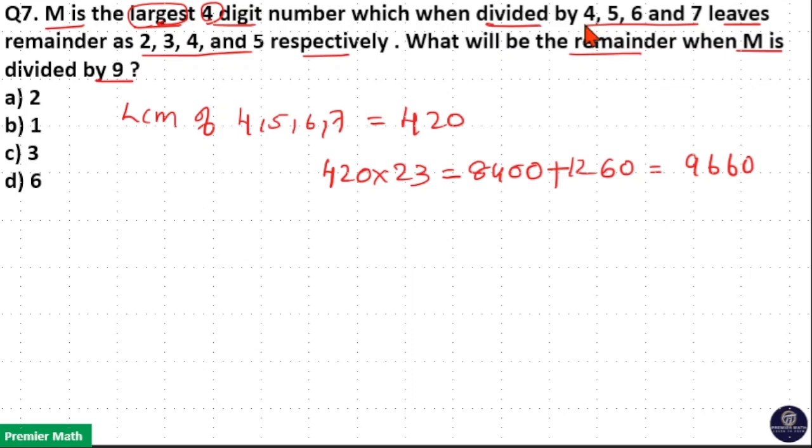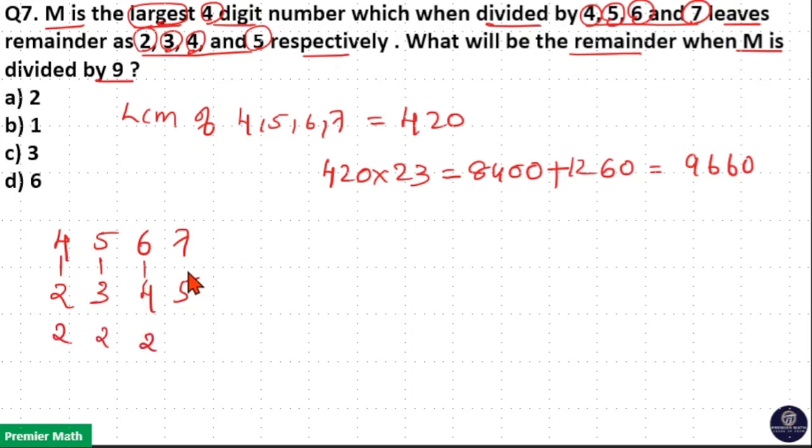Now, here, when divided by 4, it will leave remainder 2. When divided by 5, remainder is 3. When divided by 6, remainder is 4. And when divided by 7, remainder is 5. Now, you can see there is a common difference between these numbers. Take the divisors 4, 5, 6 and 7 and the respective remainders 2, 3, 4 and 5. Now take the difference. The difference between 4 and 2 is 2, between 5 and 3 is 2, between 6 and 4 is 2, between 7 and 5 is 2. That is, the common difference is 2.